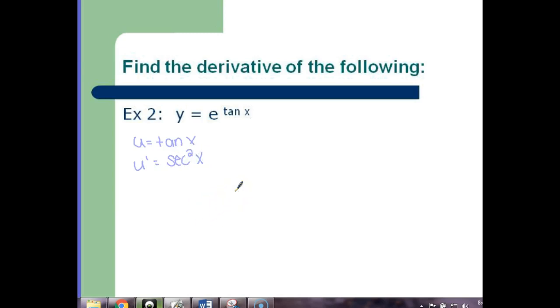So the rule, if you go back to the rule page, is dy/dx equals e to the u times u prime. So in the case of this problem, plugging in your u and u prime, you get e to the tan x times secant squared x. And that's your answer.